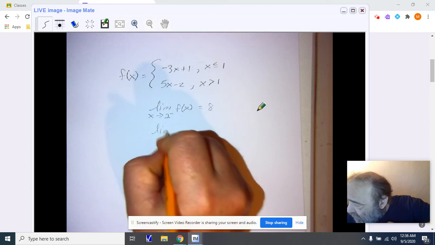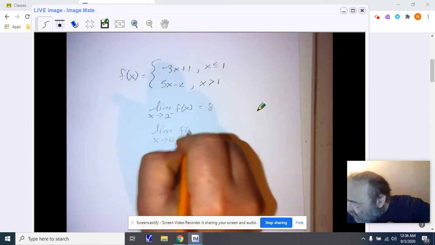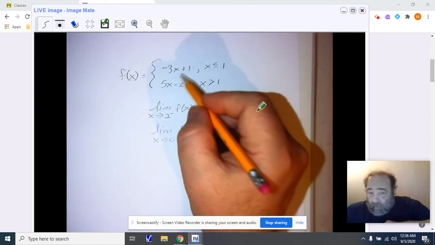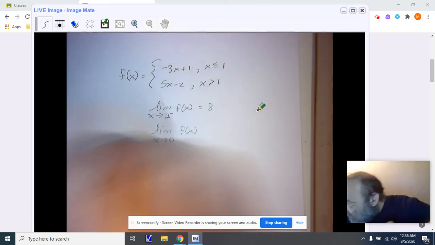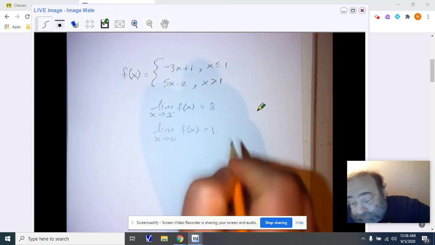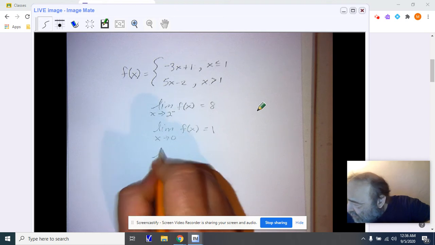If I'm taking the limit and I have x approaching 0 for this function, you'll notice that 0 is less than 1. This is a linear equation. We are approaching the same value from both sides, and as a result, I simply plug it in. I get 1.